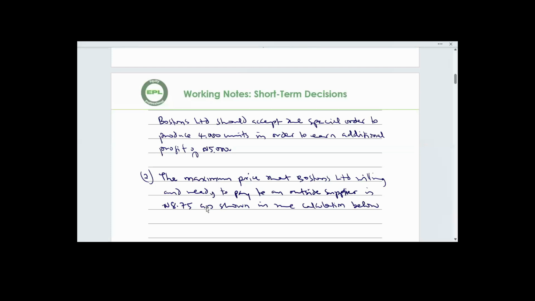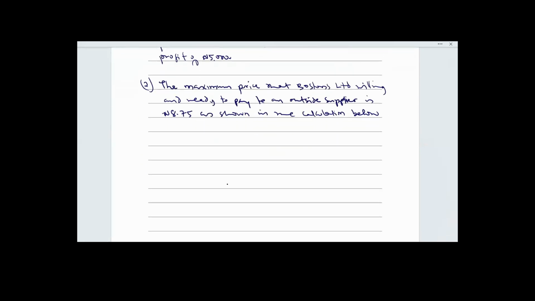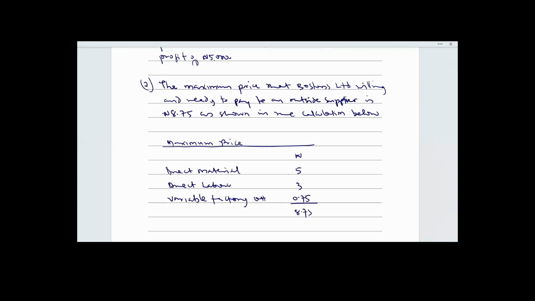Okay? So you have to demonstrate that. I will then come here, maximum price. All right? The first item is direct material, which is 5 naira. Direct labor, 3 naira. Variable factory overhead, 75 kobo. When you add it up, 8 naira 75 kobo is the maximum price that the company will pay.